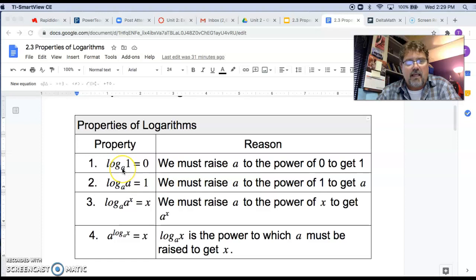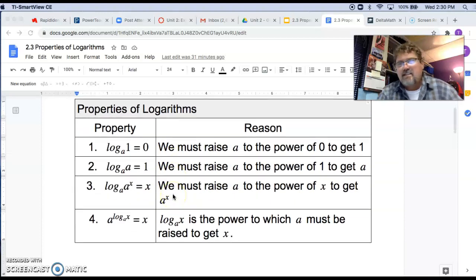Well, log base a of 1 is equal to 0. Well, yes, because a to the 0 power is 1. It's that circular thing we were talking about before. Log base a of a is equal to 1. We must raise a to the power of 1 to get a. Yes, a to the 1 is a.